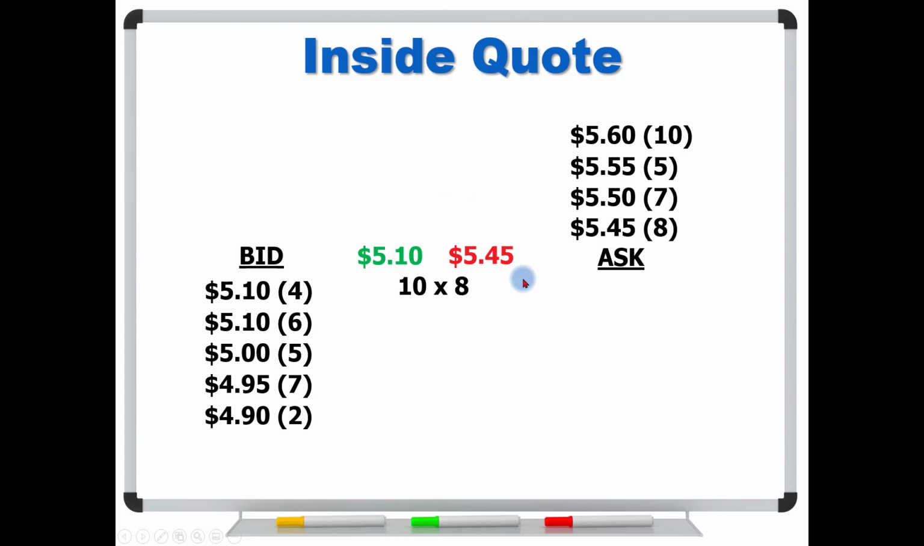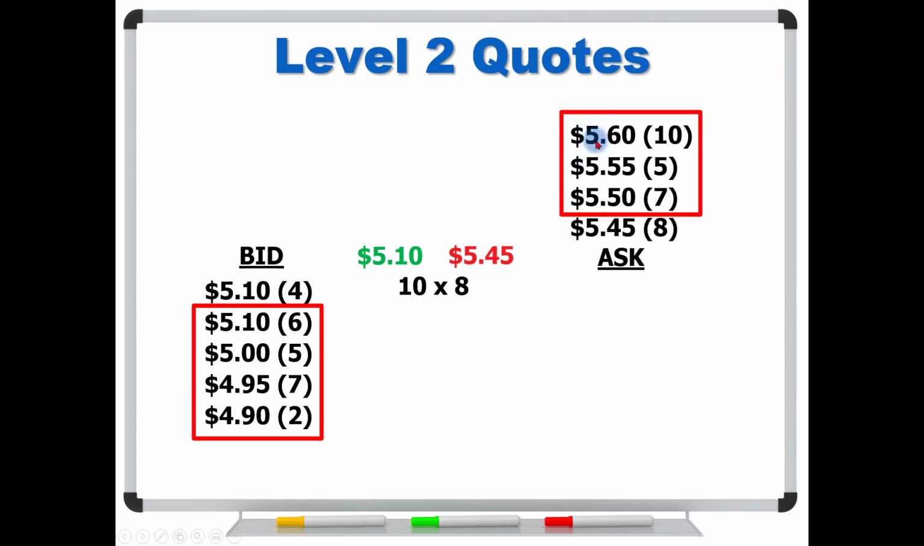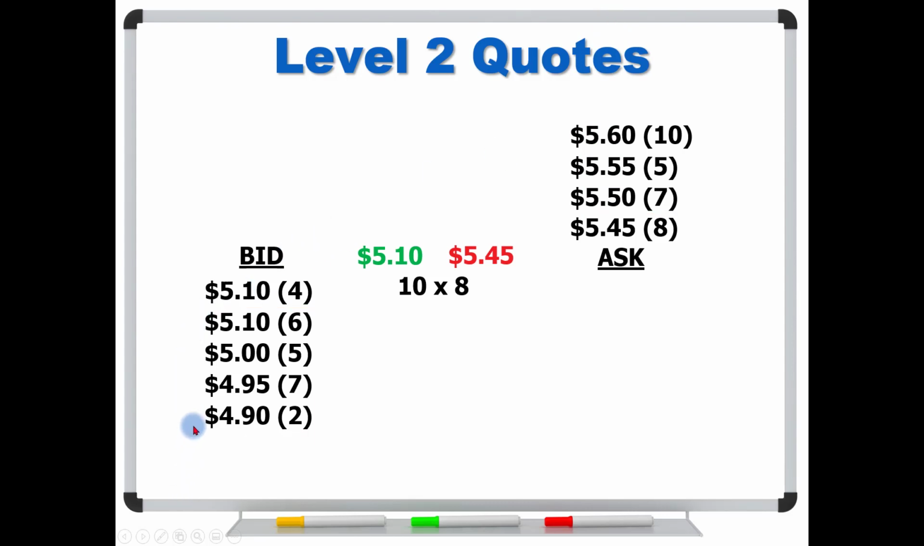So what are level 2 quotes? Well, level 2 quotes are everything outside of this. It's all of these trades and it's all of these trades. And again, these lists can get very big. They could go way up here off the screen or way down here below the screen. But those are level 2. It's everything other than your highest bid and your lowest offer. So why are these important? Why might you want to look at level 2?